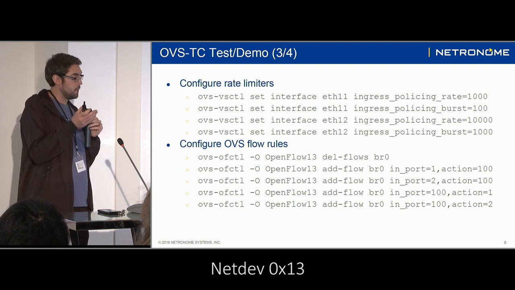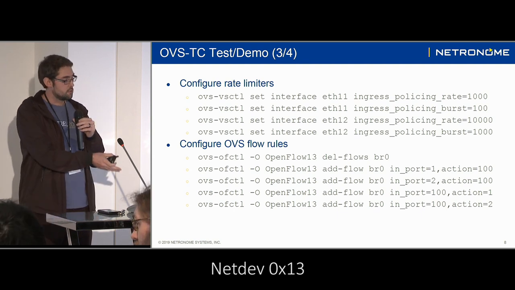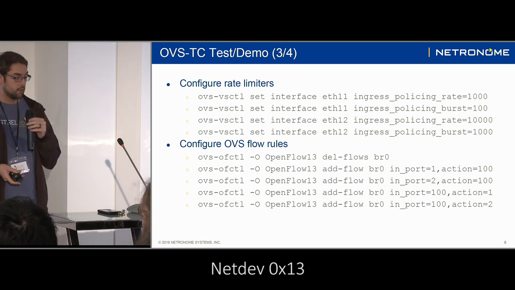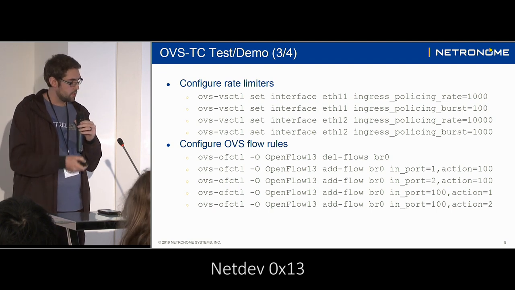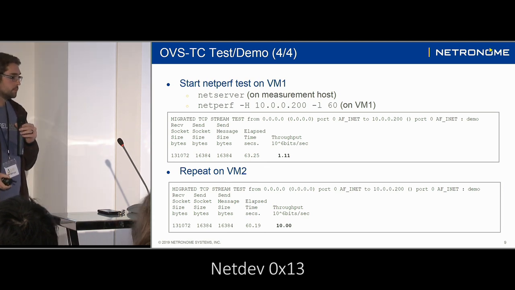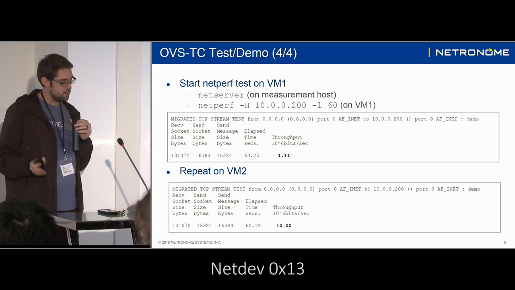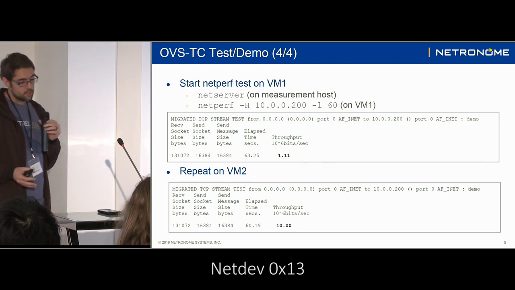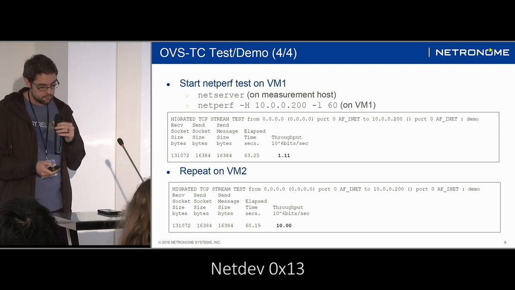Now, in terms of configuring flows, you could have used normal here as well. But this is just to illustrate that we expect these to be translated to TC flower filters, and they should work in unison. So we then fire up netperf on VM1, netserver on our measurement host. This is all just from the OVS documentation, the OVS example use case, and we see we get about 1 megabit per second rate limits. We can repeat it on VM2, and we'll see 10 megabits per second.